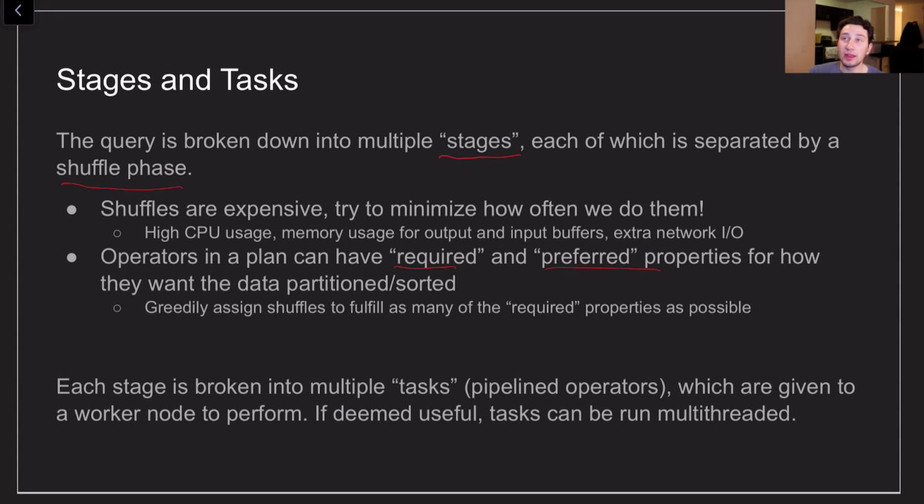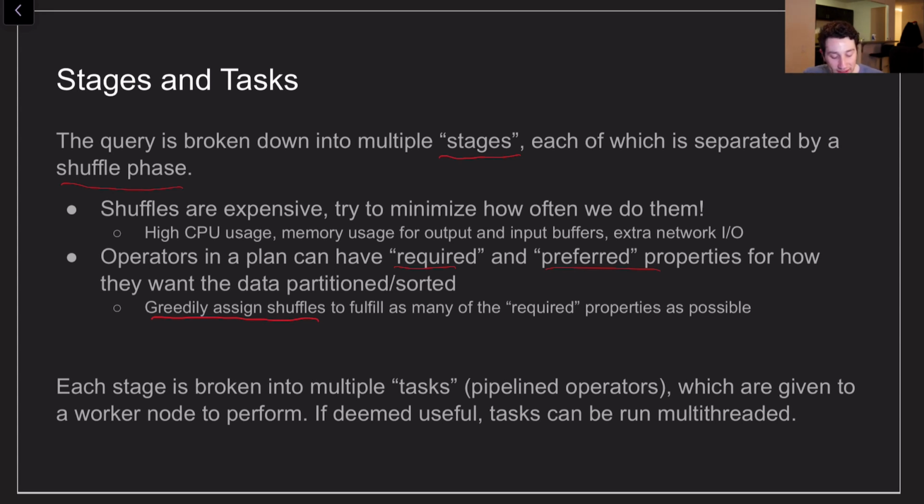Now, certain things are going to have required properties where they need to be partitioned in a certain way. So for example, if you're doing a hash join, you need basically the same partitions of both data sets to be on the same node. And in that type of case, now all of a sudden you have to shuffle. So basically the way we decide when we want to shuffle in Presto is we greedily assign shuffles. We're going to look at all of the required properties of all the operators, and we're only going to shuffle when we have to satisfy those required properties.